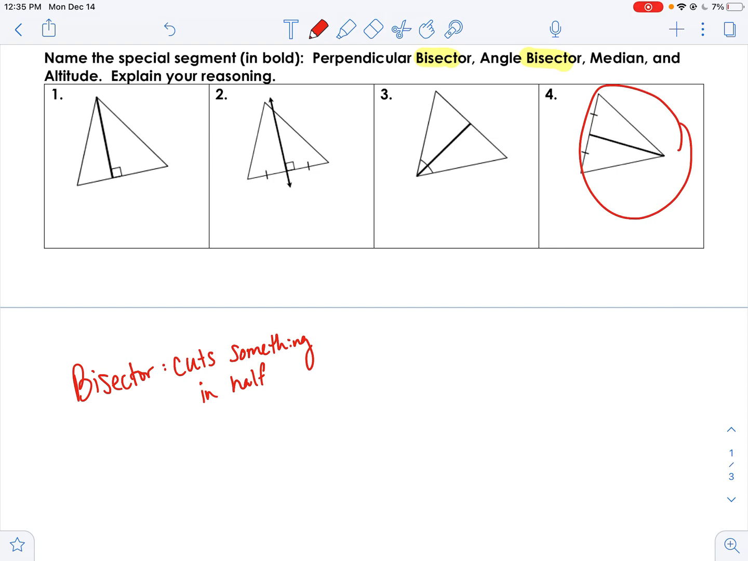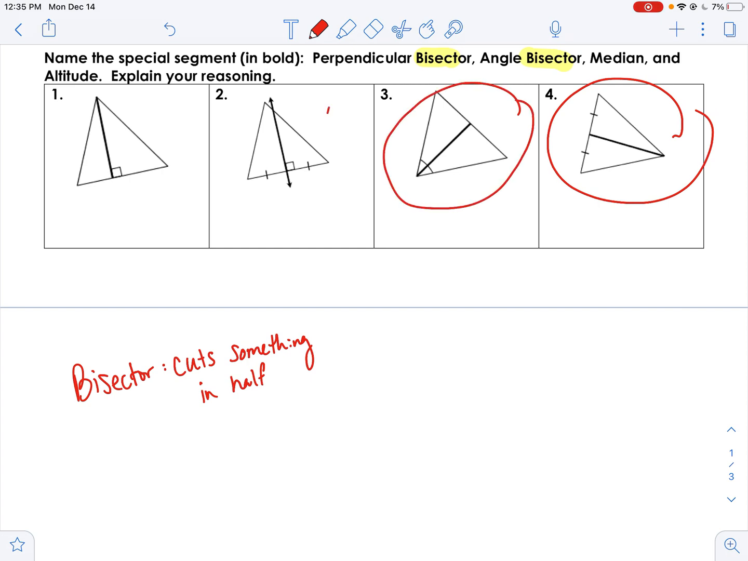Number 4 looks like it cuts the opposite side in half. Number 3 looks like it cuts an angle in half. Number 2 looks like it cuts the side in half. Let's start with our angle bisector.